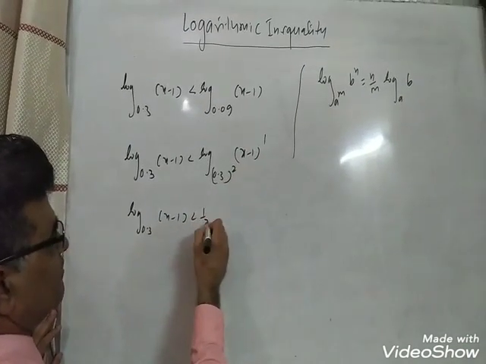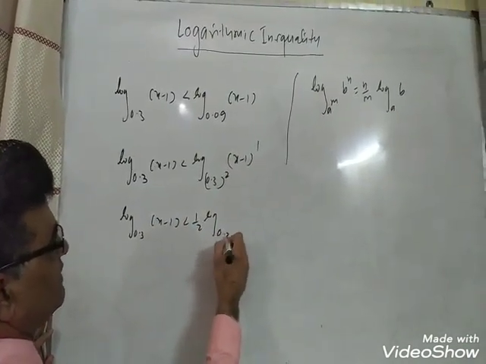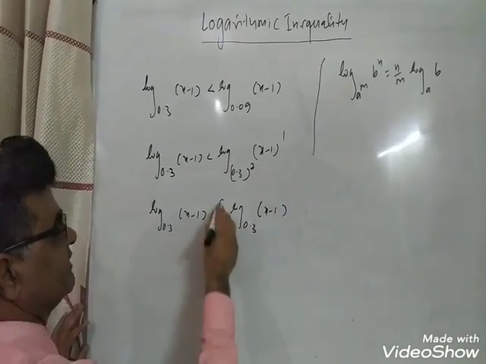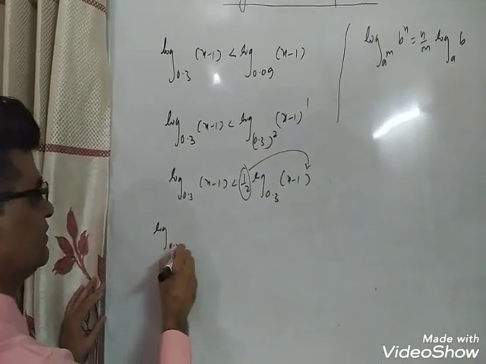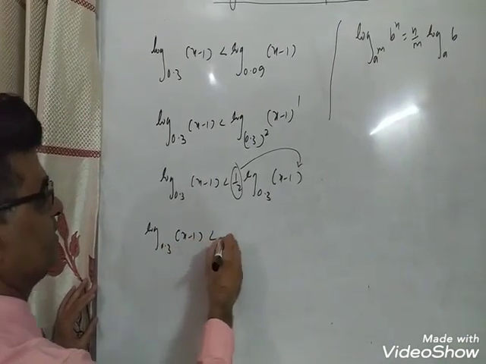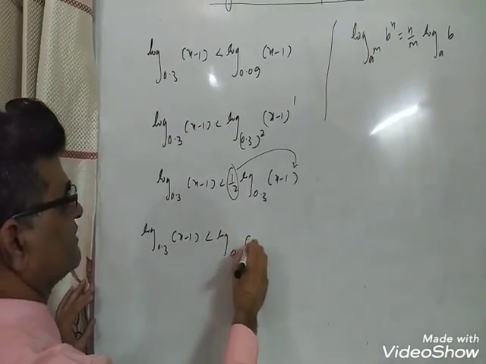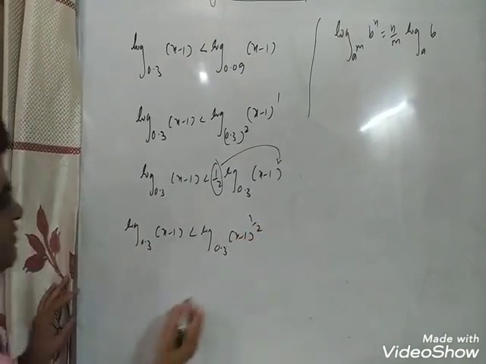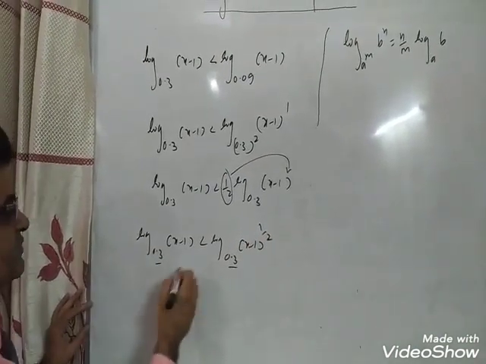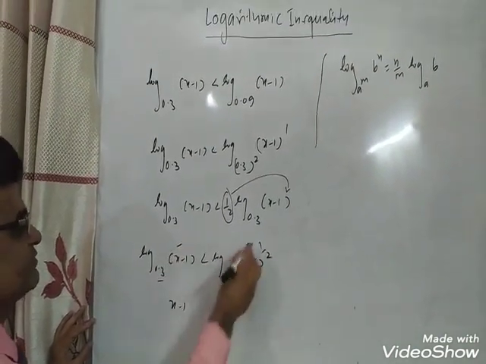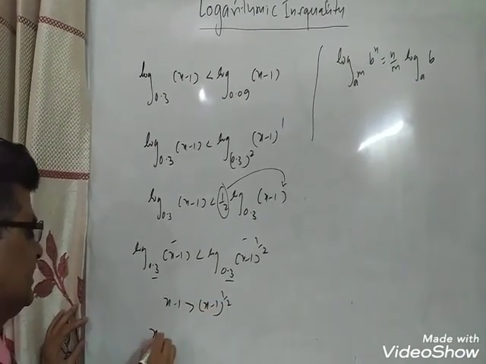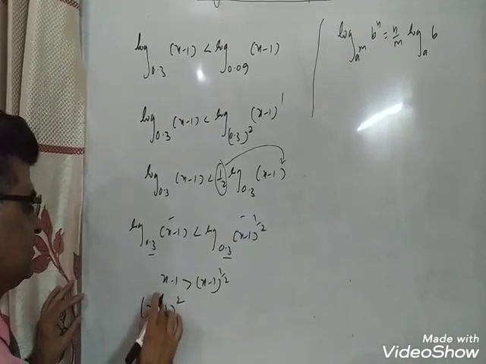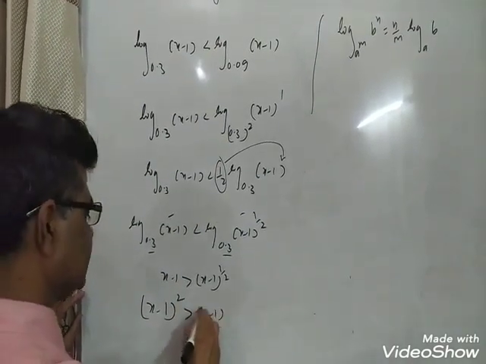It is 1 by 2 log base 0.3 of (x minus 1). Then this 1 by 2 will go to the power of (x minus 1), less than log base 0.3 whole to the power 1 by 2. Now you can see the base is less than 1, so the inequality sign in the index will change. So squaring it, is greater than x minus 1.